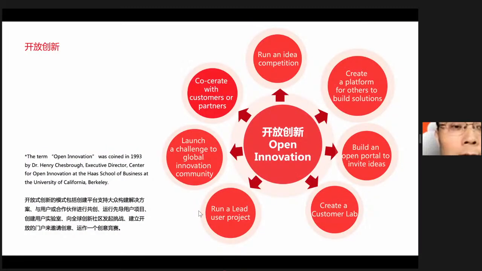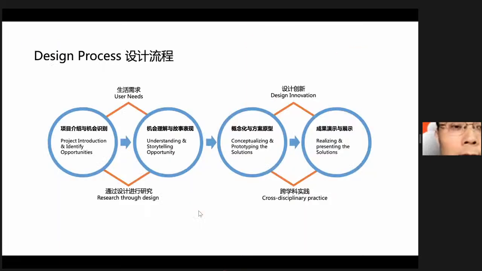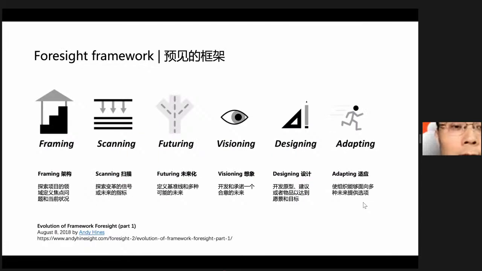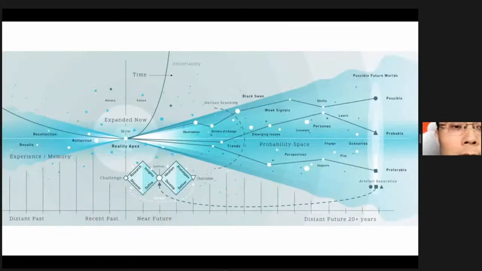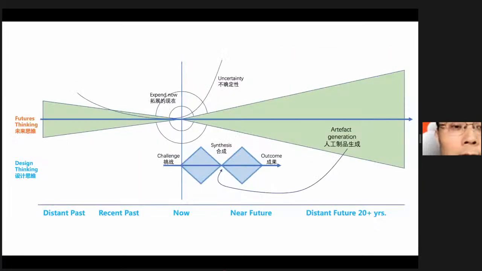No matter if it is a platform for innovation or a workshop, how could we better use the design tools? Like we have set up a series of tools for the future. The most widely used is like this. We first identify the opportunities, then conceptualize, then the presentation of the result. So with the cosine framework, we jointly develop it. It is divided into framing, scanning, filtering, visioning, designing, and adapting. Through this way, we could integrate the design and thinking.